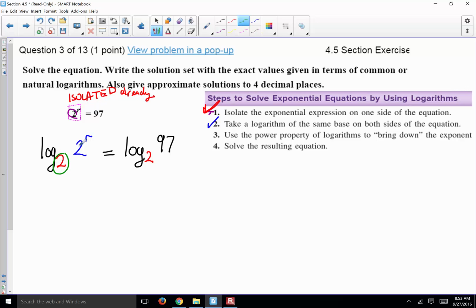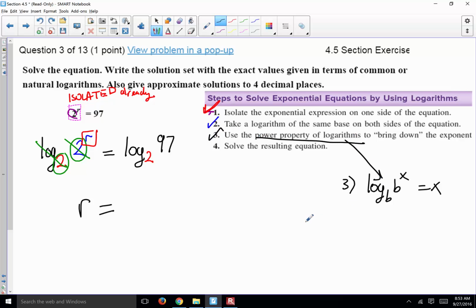So we can have a match between these bases and cancel. By rule number, what rule is it? Rule number 3 in our toolbox says if you have log base b of b to the x, these two matching, the answer is x. So the bases match, and the answer is this guy on the left. r is all alone. That's what it says here. The power property of logarithms is this guy.